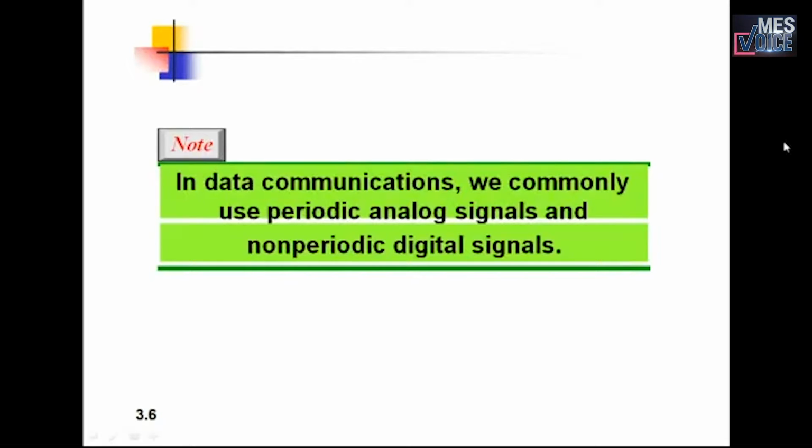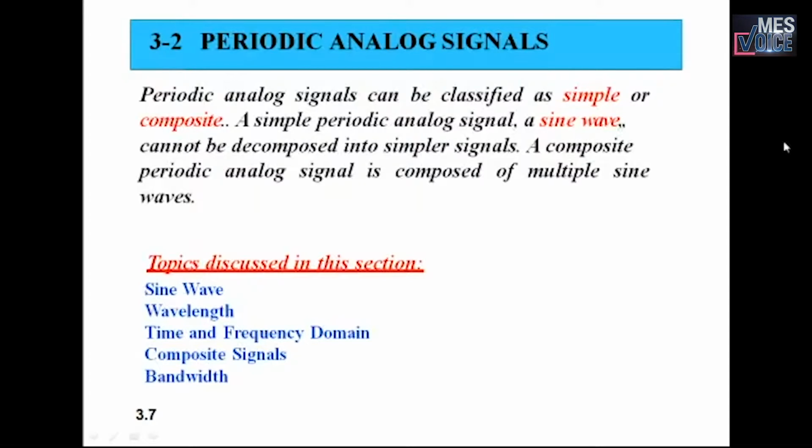In data communications, we commonly use periodic analog signals and non-periodic digital signals. Now, periodic analog signals can be classified as simple or composite. A simple periodic analog signal is nothing but a sine wave that cannot be decomposed into simpler signals. A composite periodic analog signal is composed of multiple sine waves. We discuss sine wave, wavelength, time and frequency domain, composite signals and bandwidth in this section.